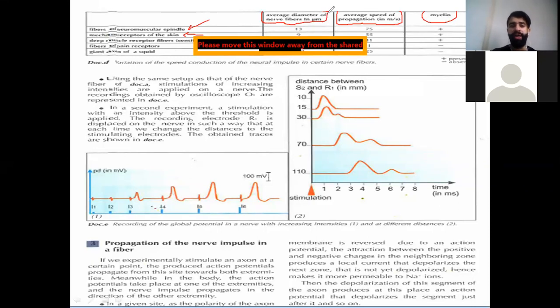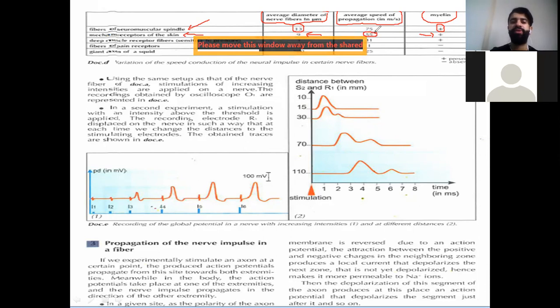First of all, the average diameter is 13 micrometers, and we have myelin. The speed is about 75 meters per second. So we have a large diameter and myelin, and this is a very high speed. While moving to the mechanoreceptors of the skin, the average diameter is about 9, and there we have myelin, so the speed becomes 55.